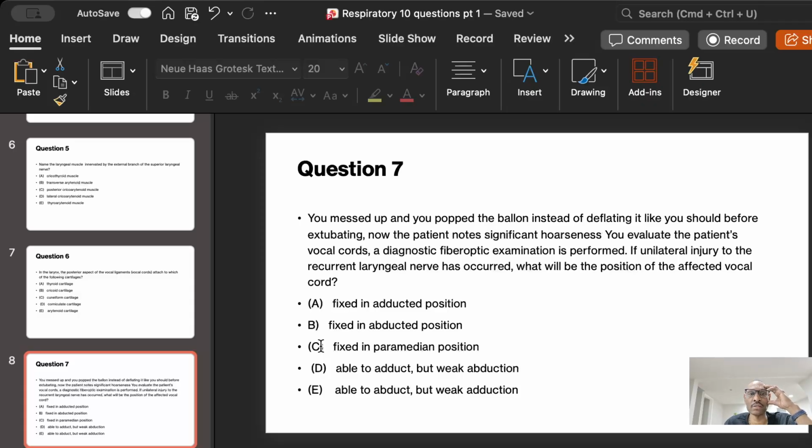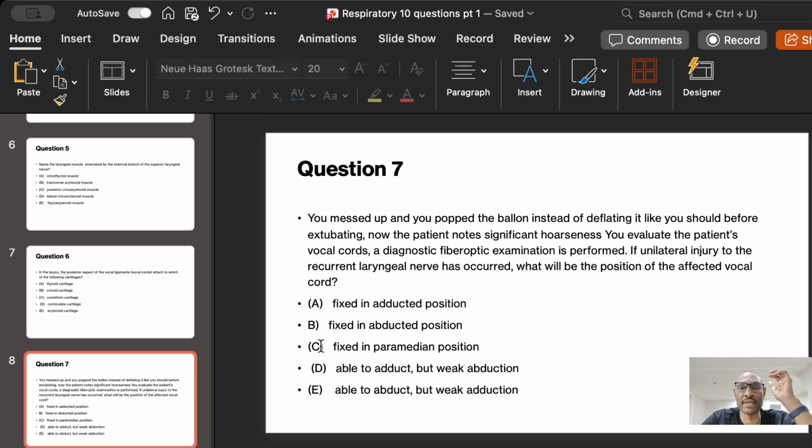So essentially the damage is a unilateral recurrent laryngeal nerve. Okay, so earlier questions asked about the superior laryngeal nerve. This one is asking about the recurrent laryngeal nerve with damage. How does the vocal cord look if damaged? Okay, unilateral.